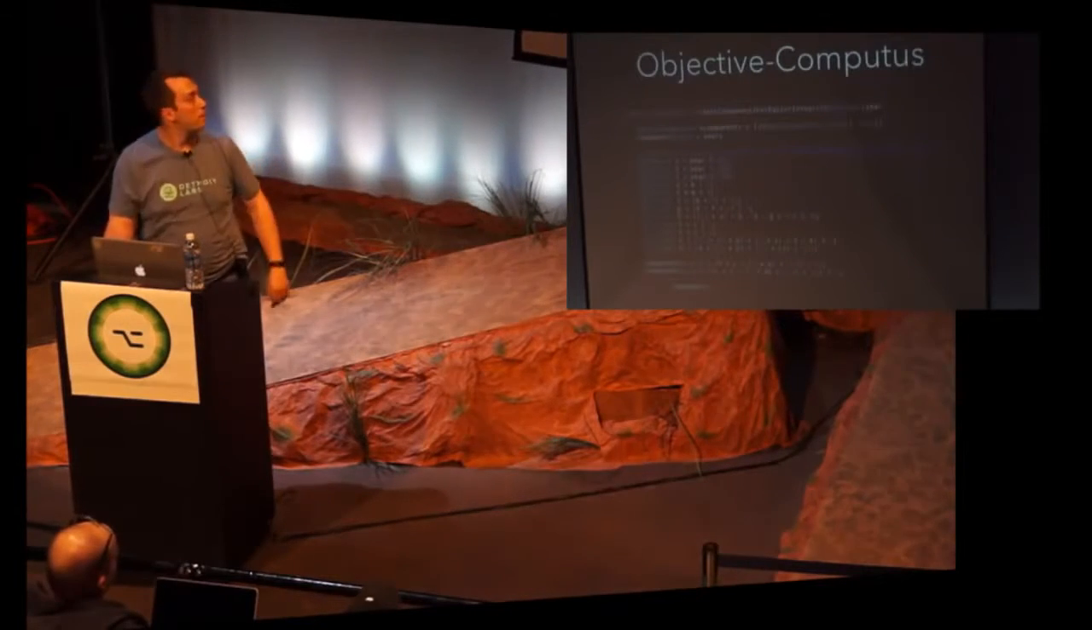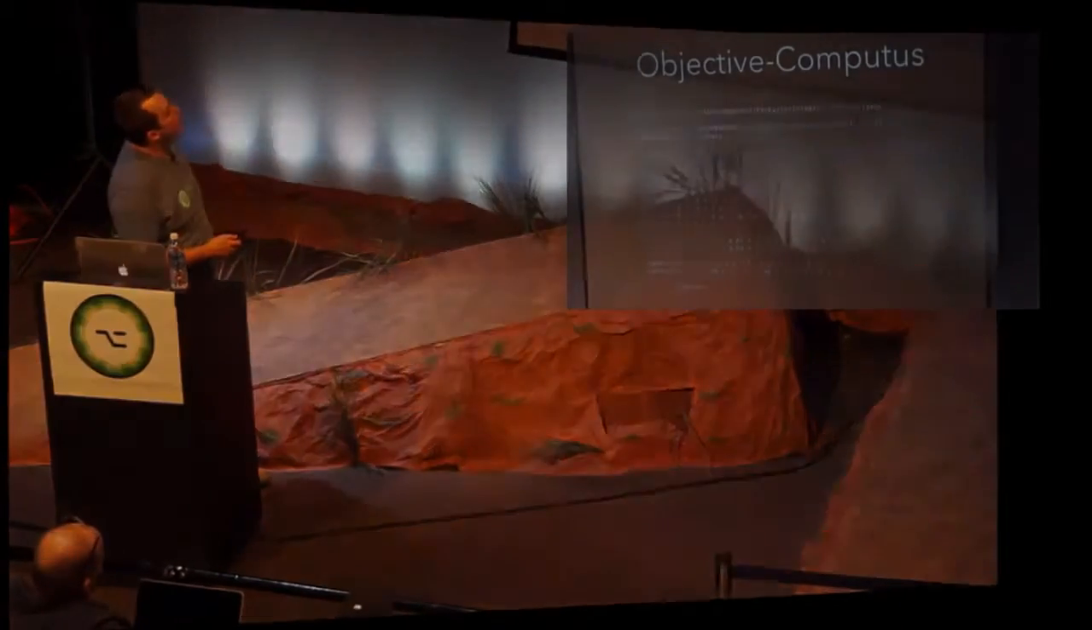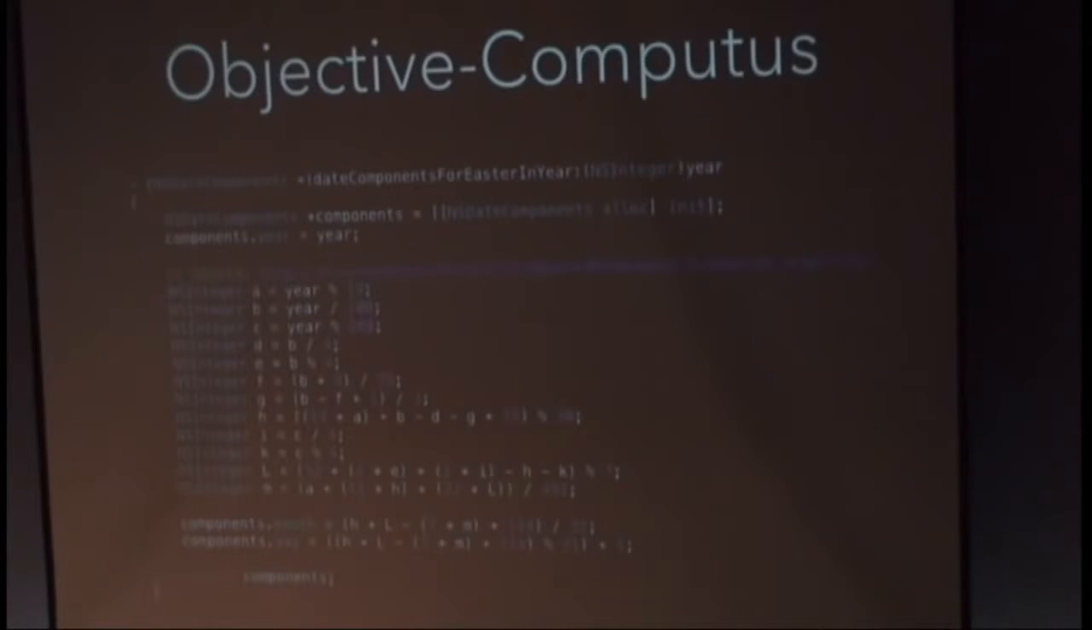So I wrote this in Objective-C. This is a method that gives me back date components for Easter given a current year. Yes? There's also Greek Orthodox Easter, which is different. Yes, there are multiple Easters. This is the Easter that is celebrated by Christians in America. So there are multiple Easters, and this is one of them.